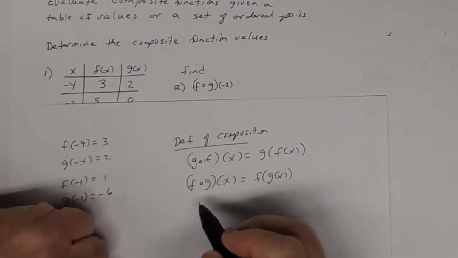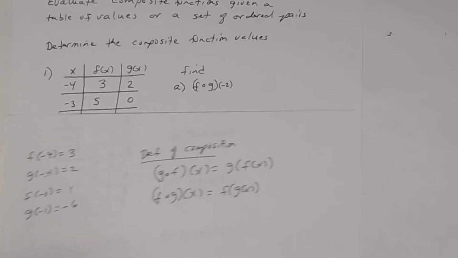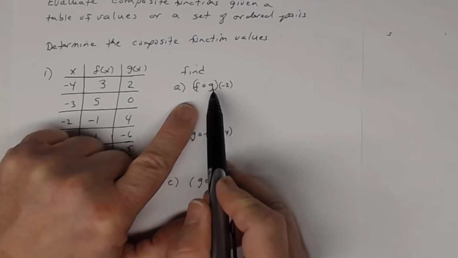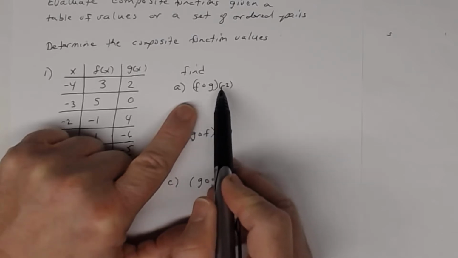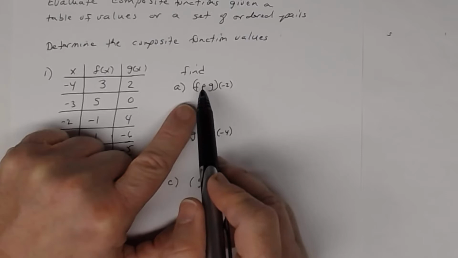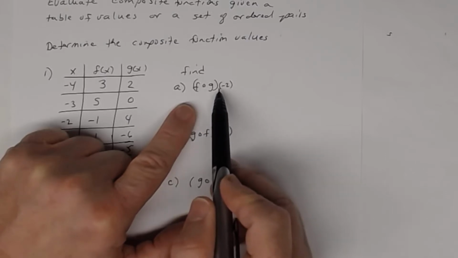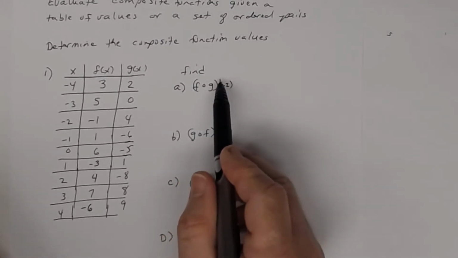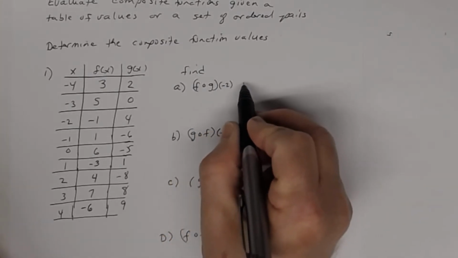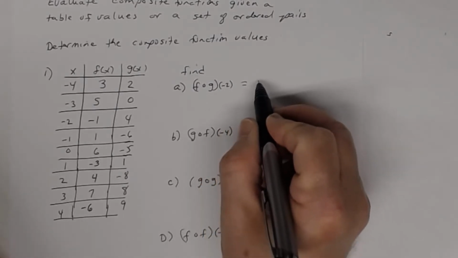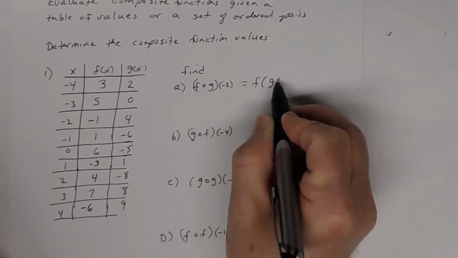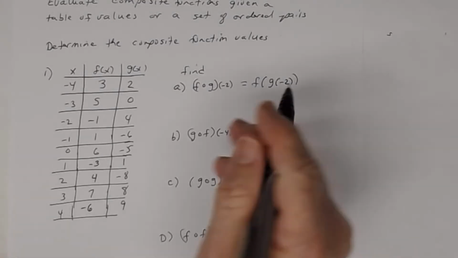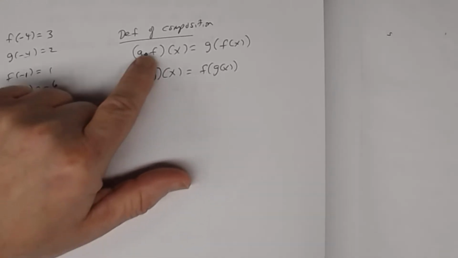Okay, let's look at some examples. The first example: you want to find f composed with g at -2. Remember, this does not mean multiplication, so don't say f composed with g times -2. That's not multiplication. So f composed with g at -2. The first thing you want to do is write the definition. By definition, this means f of g of -2.